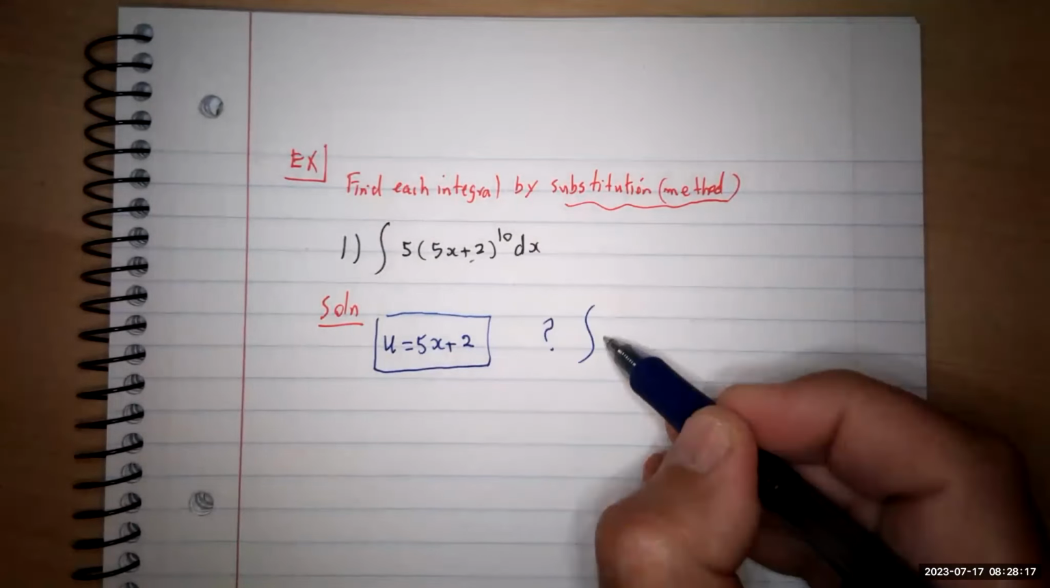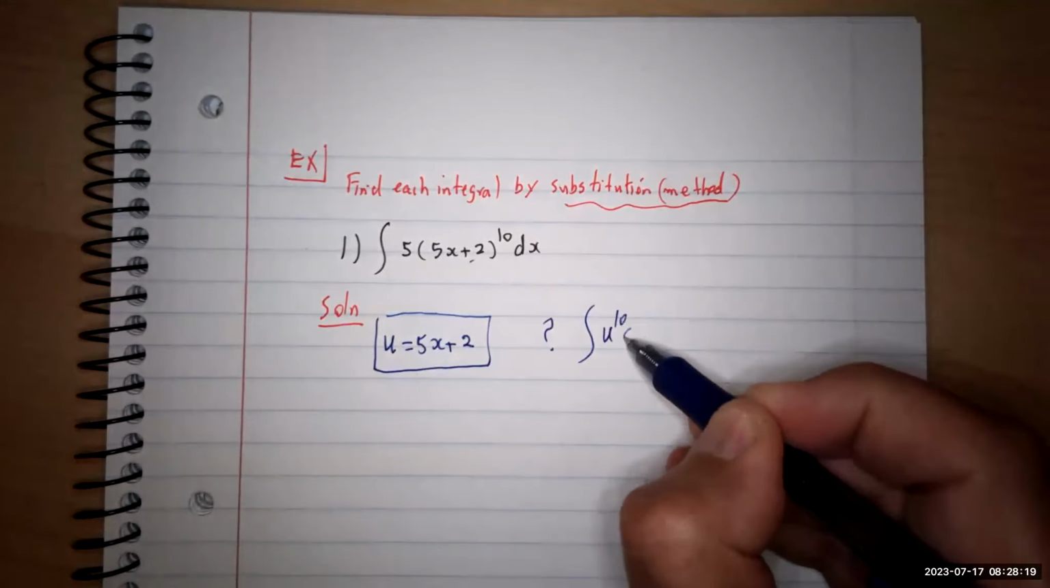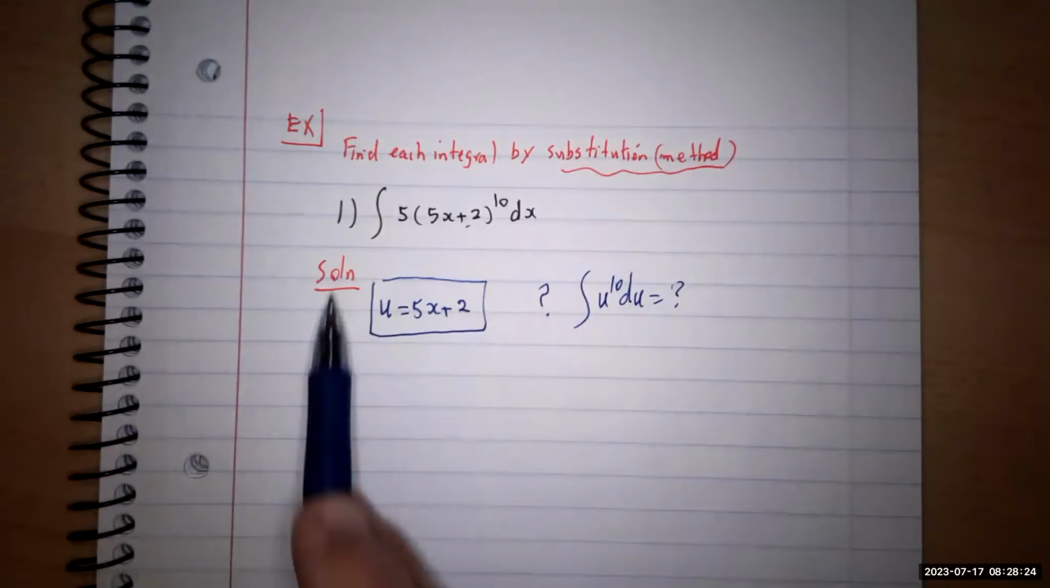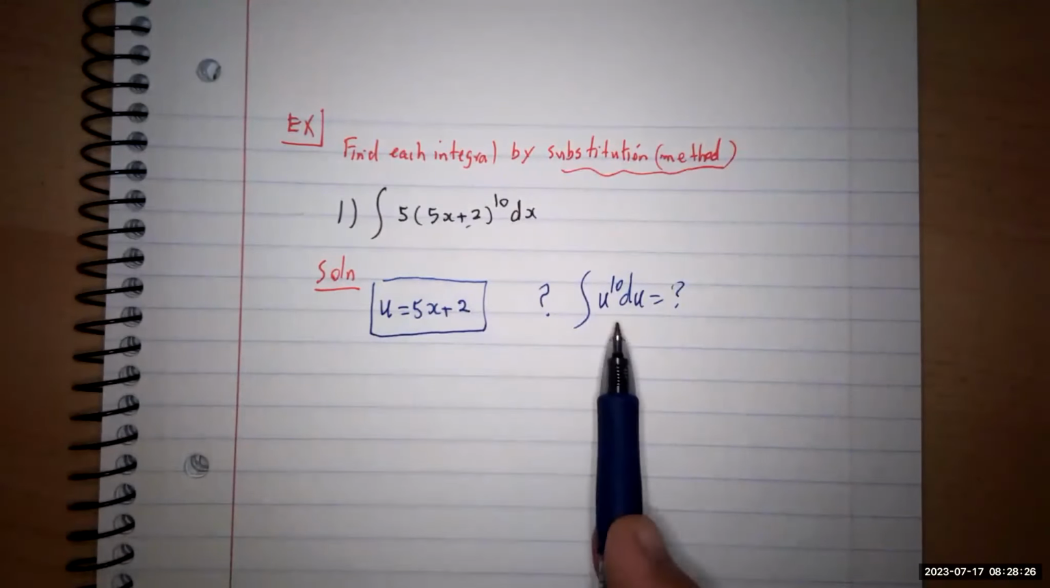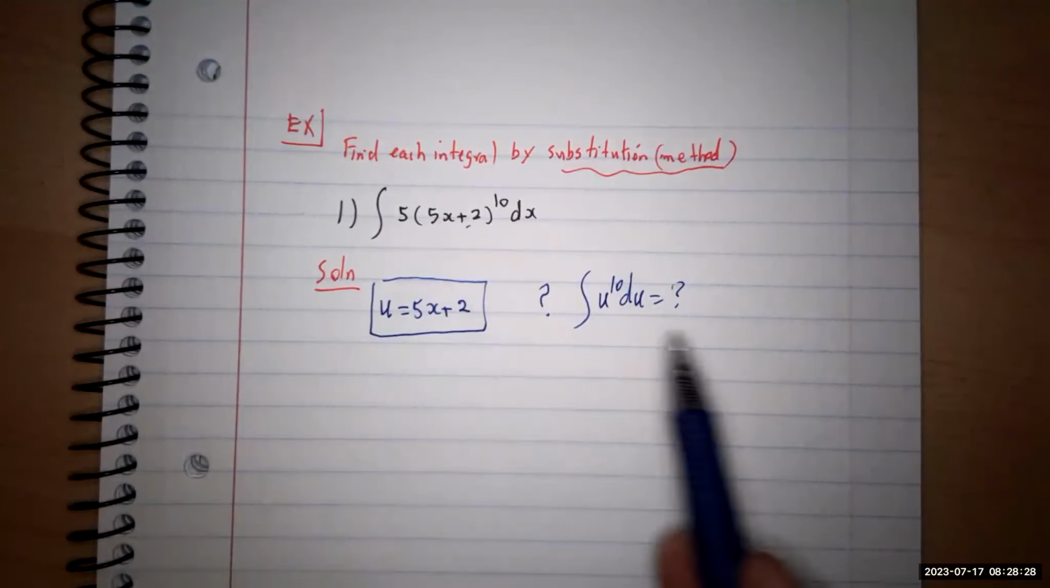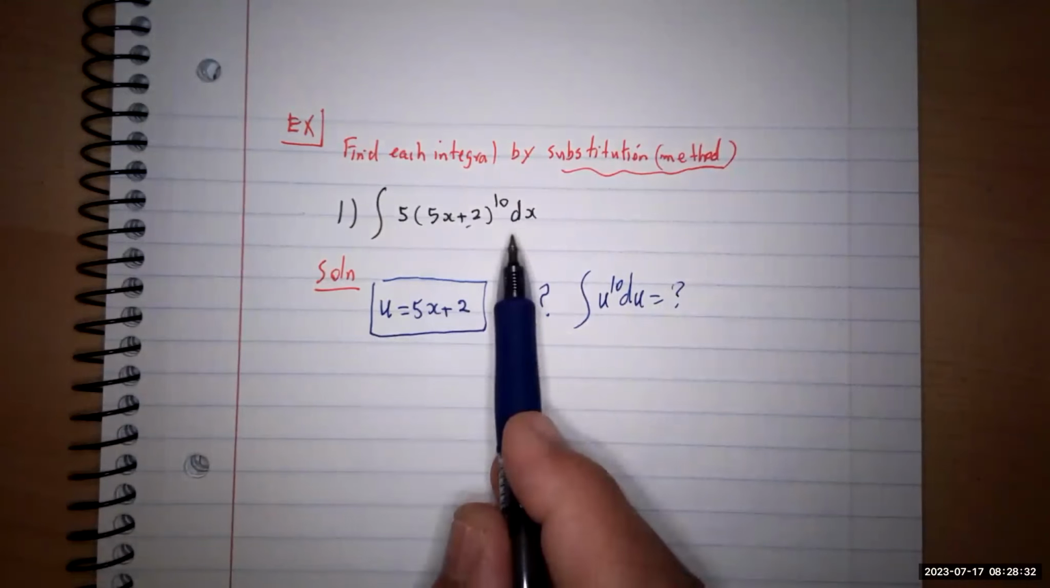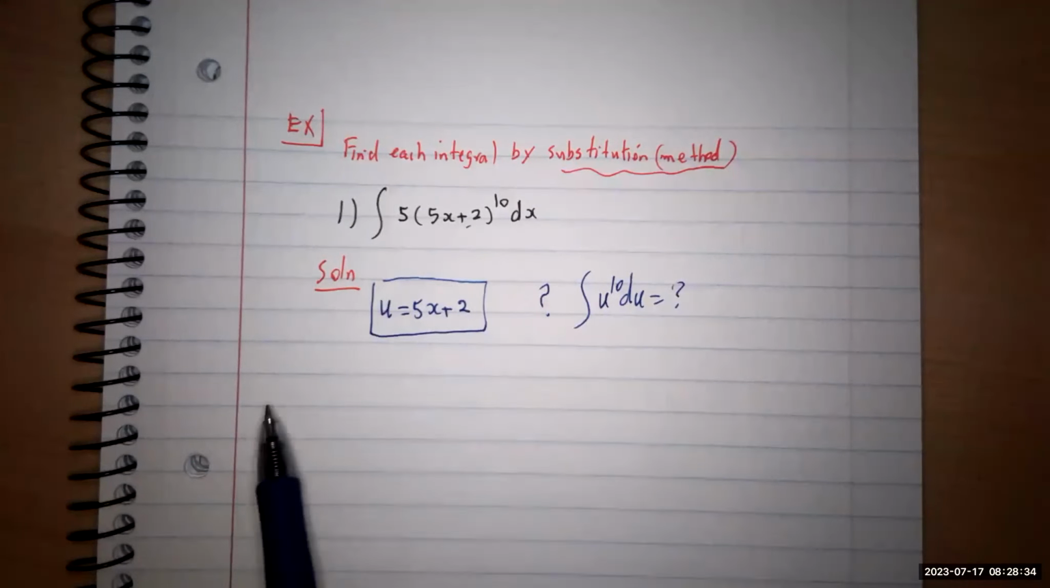U to the 10 du. This is your target. This means you go back and substitute. If you get u to the 10 du, you know that it's going to be u to the 11 over 11. So what I'm going to do, we substitute for everything.